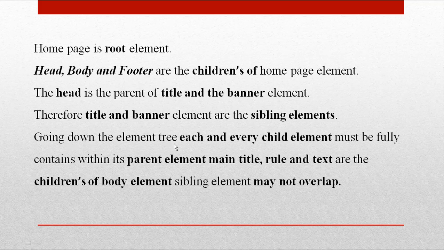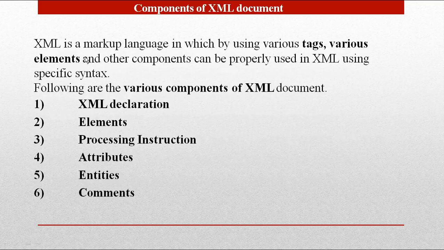So going down the element tree, each and every child element must be fully contained within the parent element. Main, title, rule and text are the children of body element. These are the sibling elements and may not be overlapped in XML.